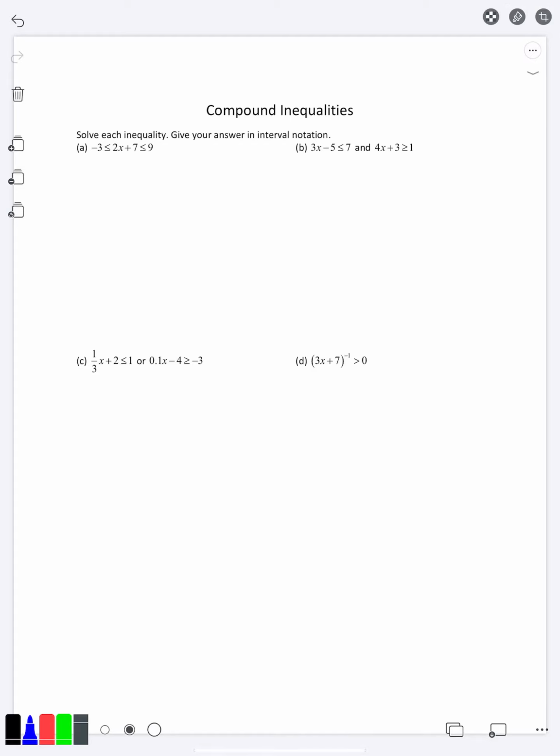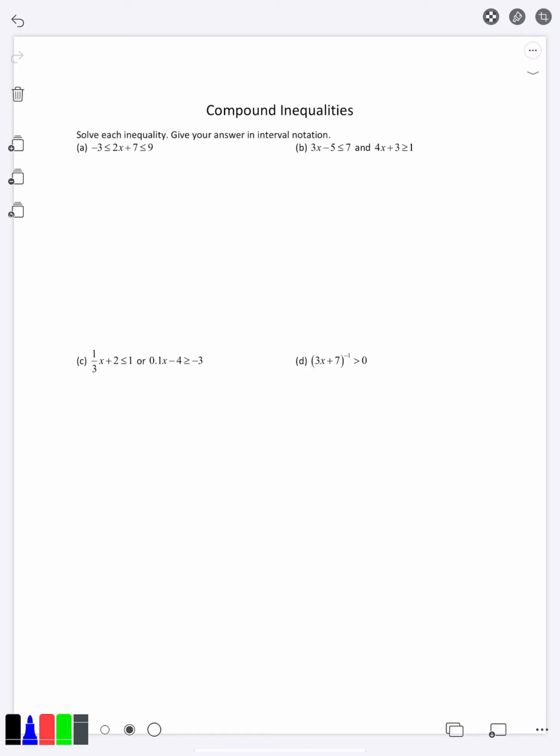In this video, we're going to learn how to handle compound inequalities. This is when you have two or more inequalities you're trying to solve at the same time. Now for this first one, part A, this is actually called a double inequality because we have two inequalities in one line.